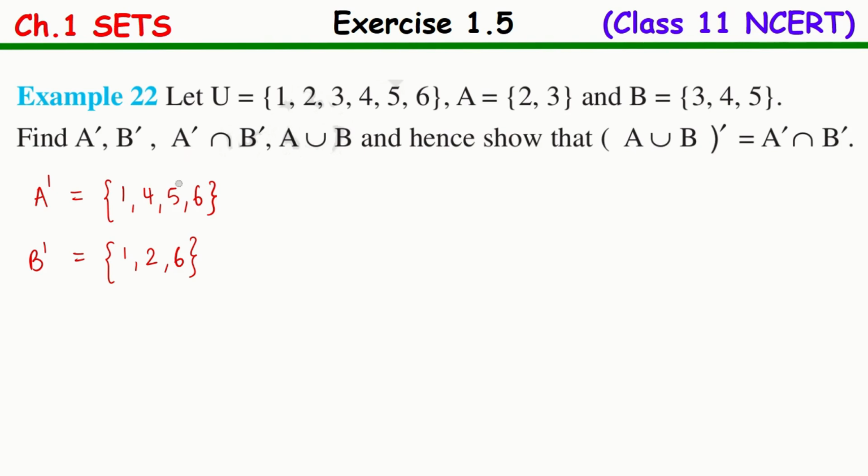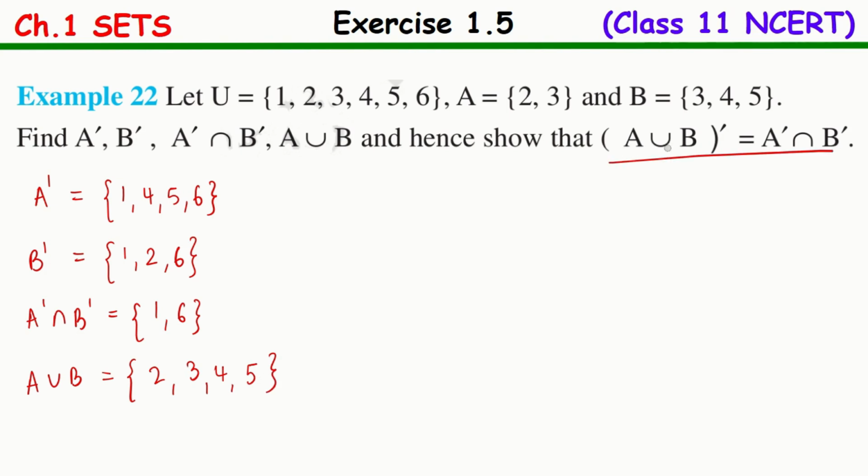Then we have to write A complement intersection B complement. Intersection means we have to find the common elements. The common elements in A complement and B complement, you can see from here, are 1 and 6. Then we have to write A union B. A union B means we have to write all the elements of A and also the elements of B. So A has elements 2, 3. Then we have to write the elements of B. B has 3, but we have already written it. Then we have 4 and 5.